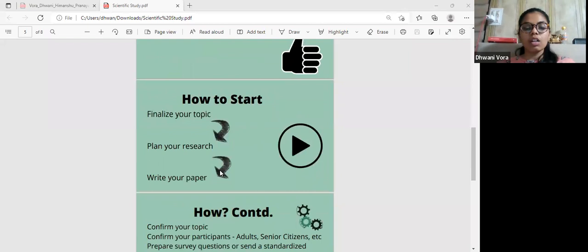Okay. So now, how do we start with the research? So what we do first thing is we finalize the topic. एक बार टॉपिक नक्की हो गया, we have to plan how we want to do the research, with whom we want to do the research, and when do we want to do the research. Okay. And then we start writing a paper.